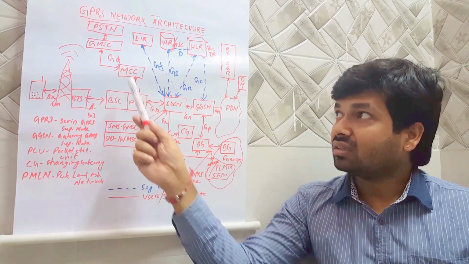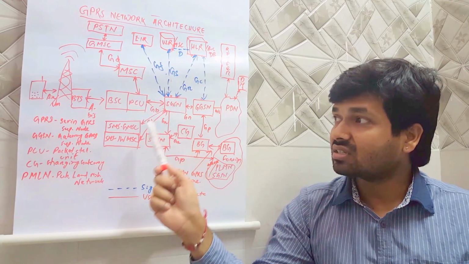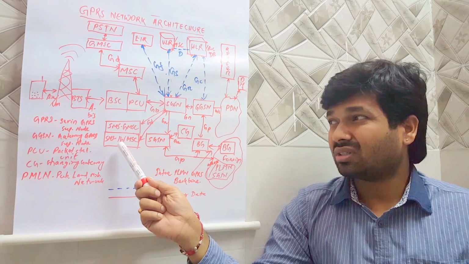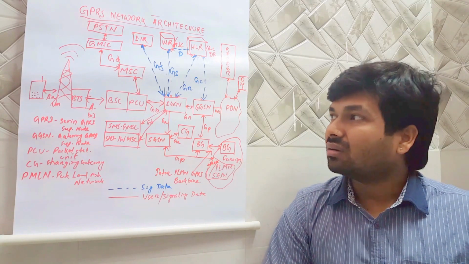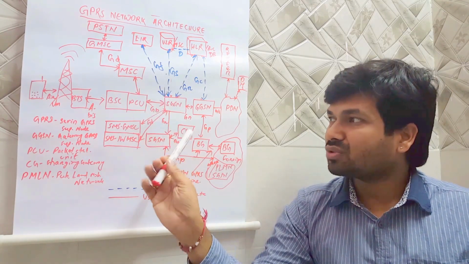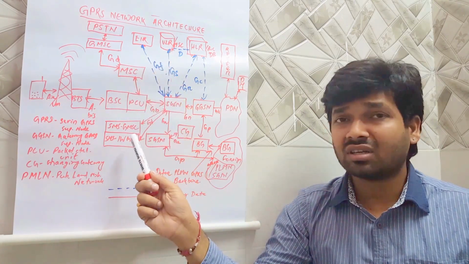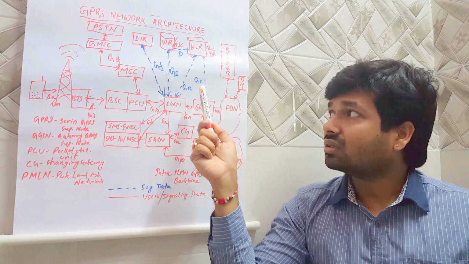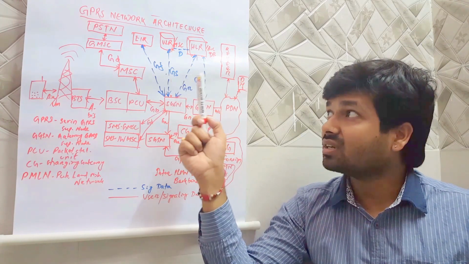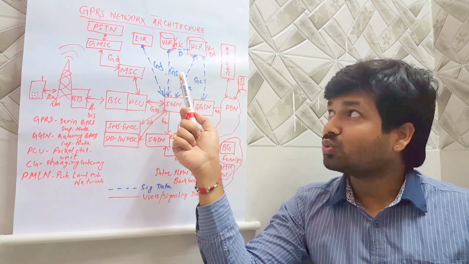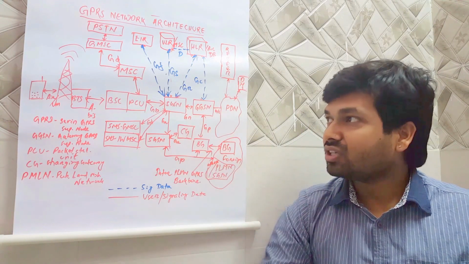Moving forward, we are having the Gd interface from MSC to GMSC, and the Gd interface from SGSN towards the SMS-GMSC or the interworking MSC. Sometimes both are denoted the same, but I have added both of them so that you are not confused that the connection is from BSC to MSC, or from SGSN we are having a direct connectivity. Then you are having the Gr interface from SGSN to HLR, Gs interface SGSN to VLR, Gf interface SGSN to EIR, and GGSN to HLR we are having the Gc interface. So that's all about the interfaces.